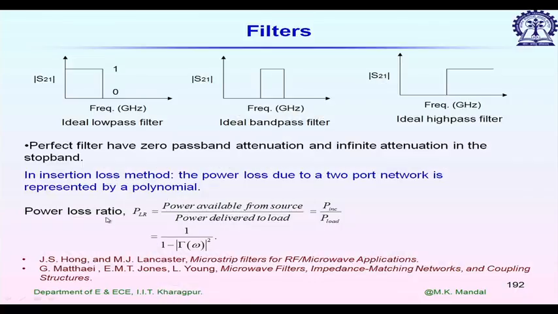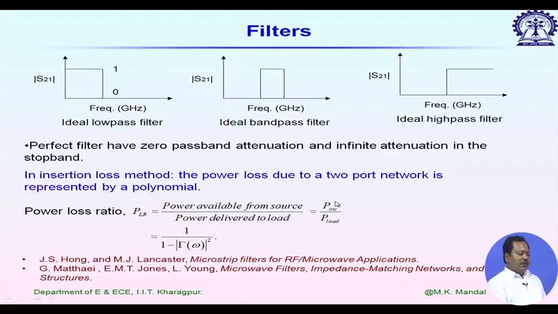So, next topic is filter. At microwave and millimeter wave frequencies, we use coupling theory to design filters, and the method we use is called the insertion loss method. In this method, we define the power loss ratio by using polynomials. Here, power loss ratio is equal to power available from source divided by power delivered to load. That is equal to P incident divided by P load.